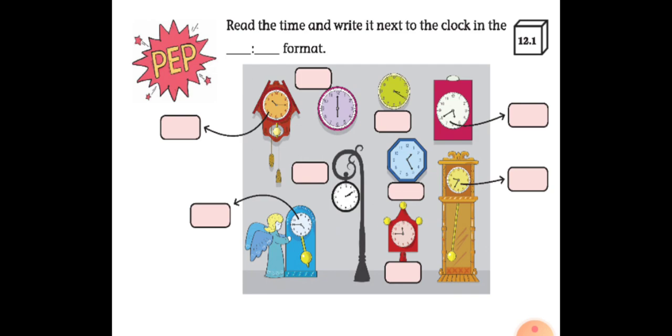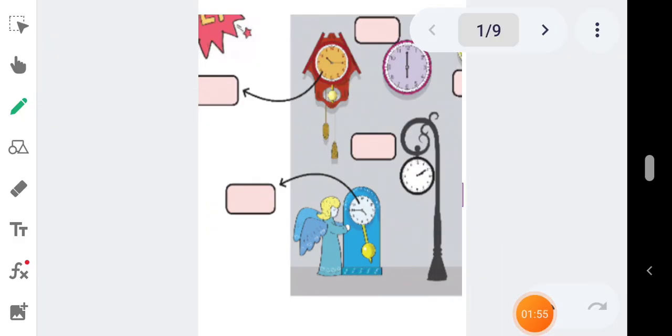Read the time and write it next to the clock in the format. Shall we start? In the first clock, the short hand, that is the hour hand, is in 10, and the long hand, that is the minute hand, is in 3. So it is 10:15.